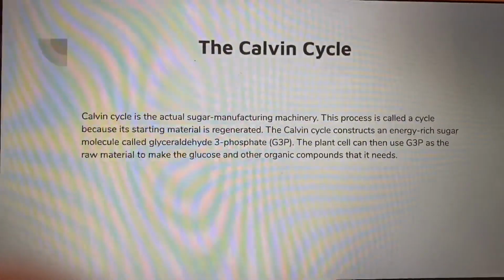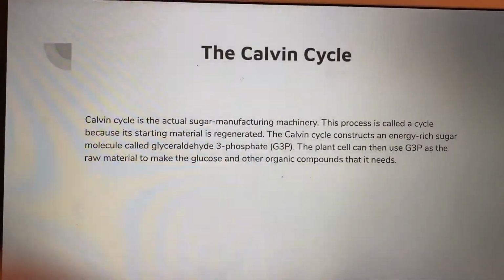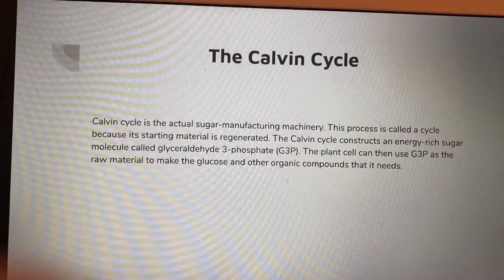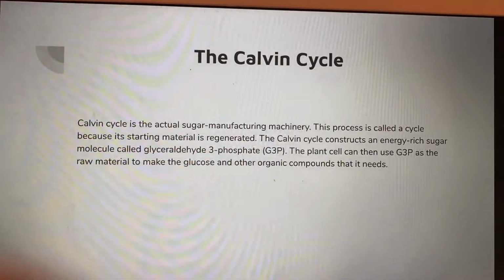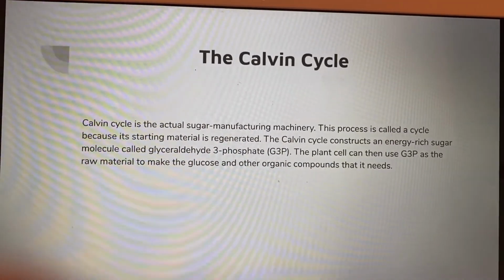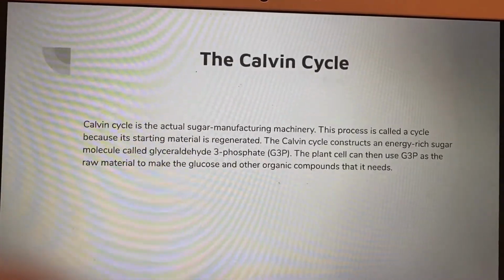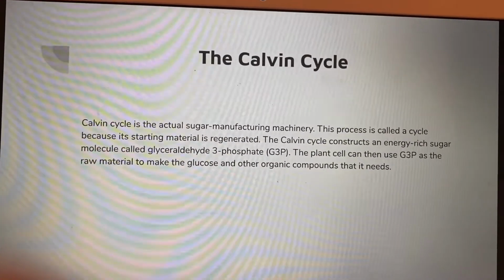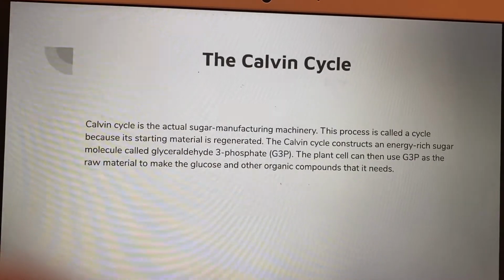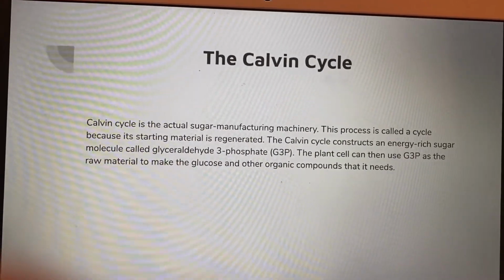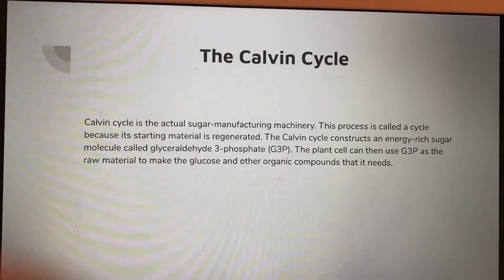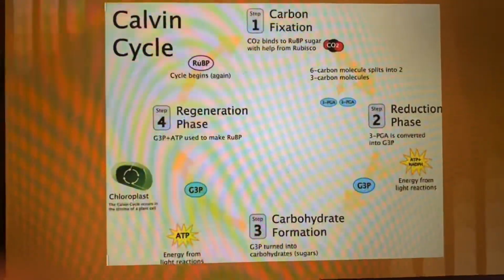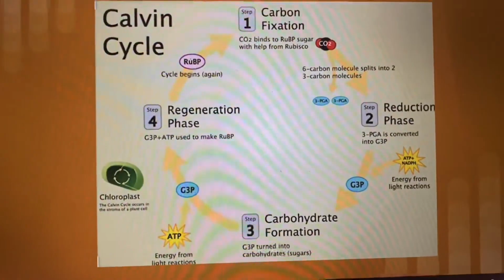The Calvin cycle. The Calvin cycle is the actual sugar manufacturing machinery. This process is called a cycle because its starting material is regenerated. So the Calvin cycle constructs an energy-rich sugar molecule called G3P. The plant cell can then use G3P as the raw material to make the glucose and other organic compounds that it needs.